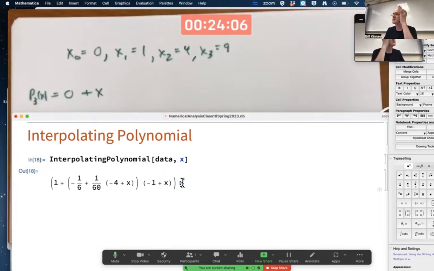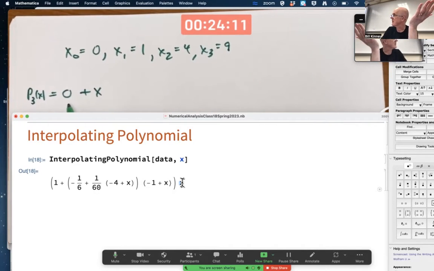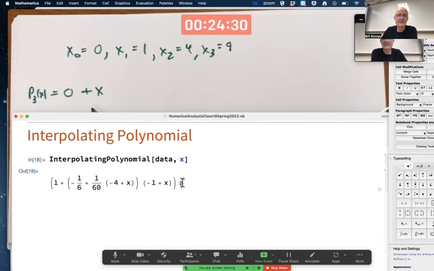The fact that 0, 0 is on the graph is why that first term is 0. Actually, it's the fact that the first output at the 0th node is 0. The 0th node being 0 itself doesn't really matter. It's the fact that y0, the output at the 0th node, is 0, is why we get a 0 there. Plus 1 times x, just x. What would be the second degree term? It would be x times x minus 1 times negative 1/6.